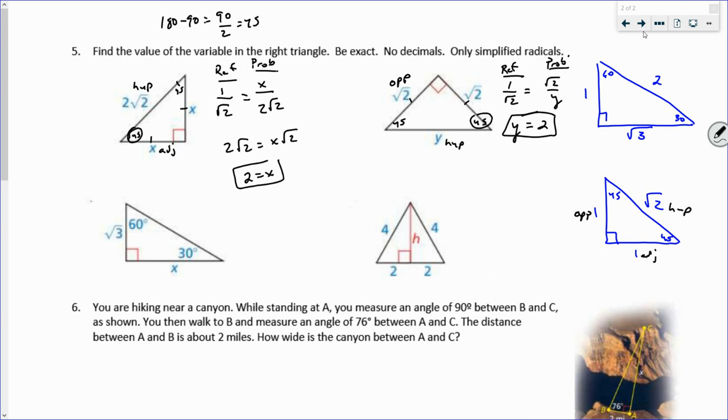Okay, so 30, 60, 90 triangle, call this adjacent and call this opposite. So we're thinking tan now, TOA. Reference triangle of opposite over adjacent from 30: opposite, adjacent. So 1 over root 3, problem triangle ratio opposite over adjacent, so we have x equals 3. Because this times this equals this times this. All right.